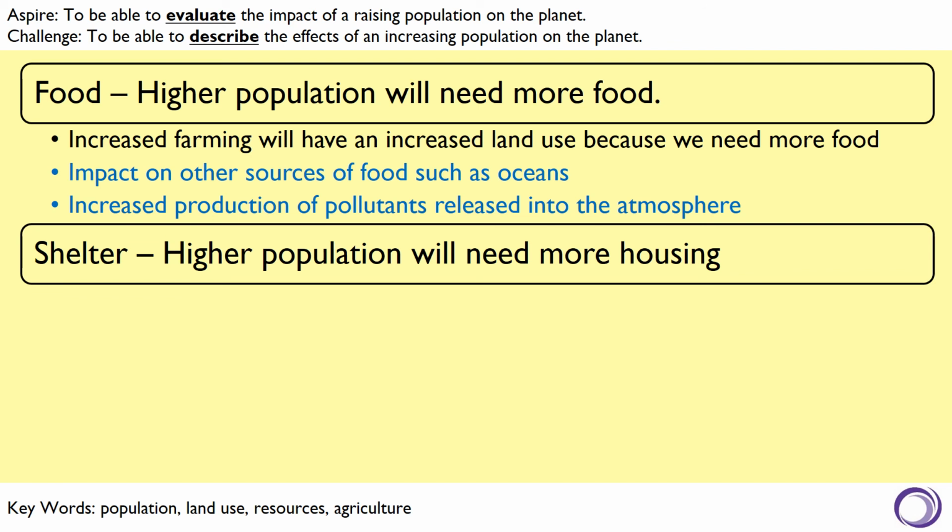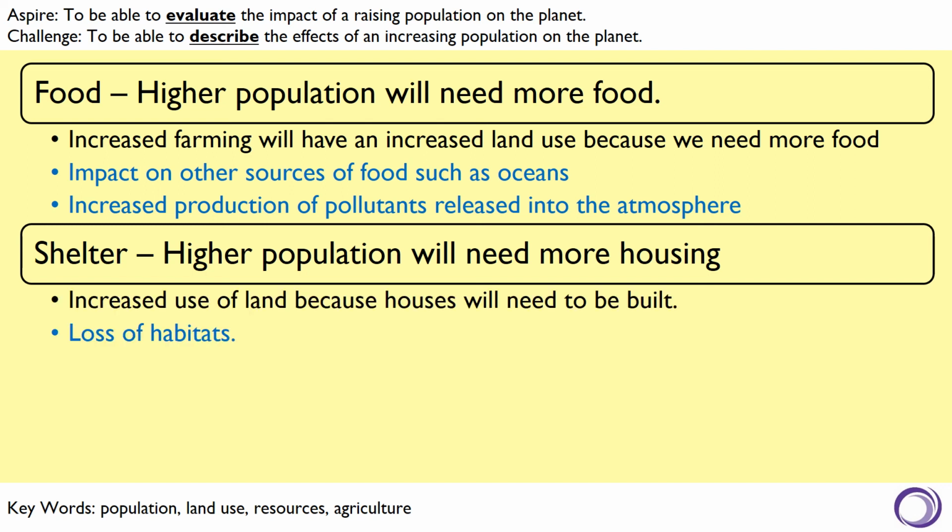The next part would be referring to shelter, and a higher population is going to need more housing, which means there'll be an increased use of land again because we need to build houses. However, that also will link to a loss of habitats for animals that lived on that land initially. There's also other things to take into account here, such as the resources we would be using to build that housing, and that would also be a linking statement.